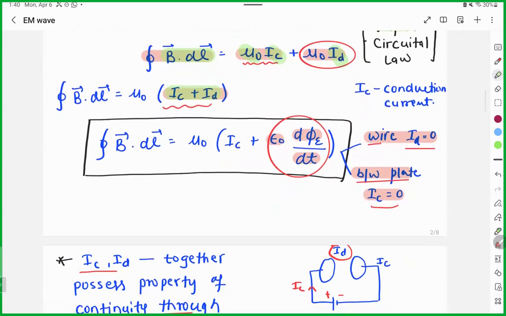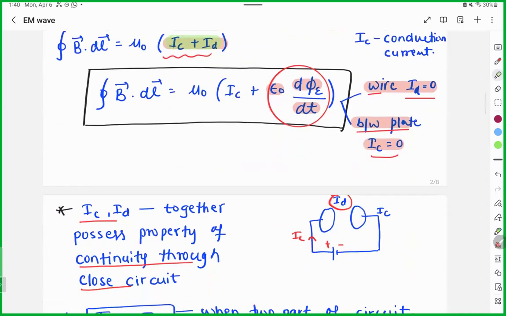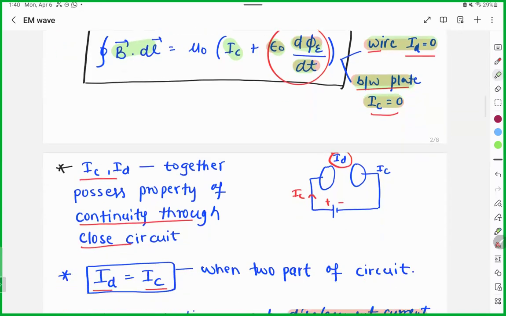We'll do both. Okay, so mainly the only new topic here is displacement current, formula-wise mostly. Ampere's circuital law is B dot dl equals mu I. Instead of I, you will have two currents: conduction current and displacement current. Correct. Whenever you have a wire, displacement current is zero and conduction current is maximum. Between the plates, conduction current is zero and displacement current is maximum.